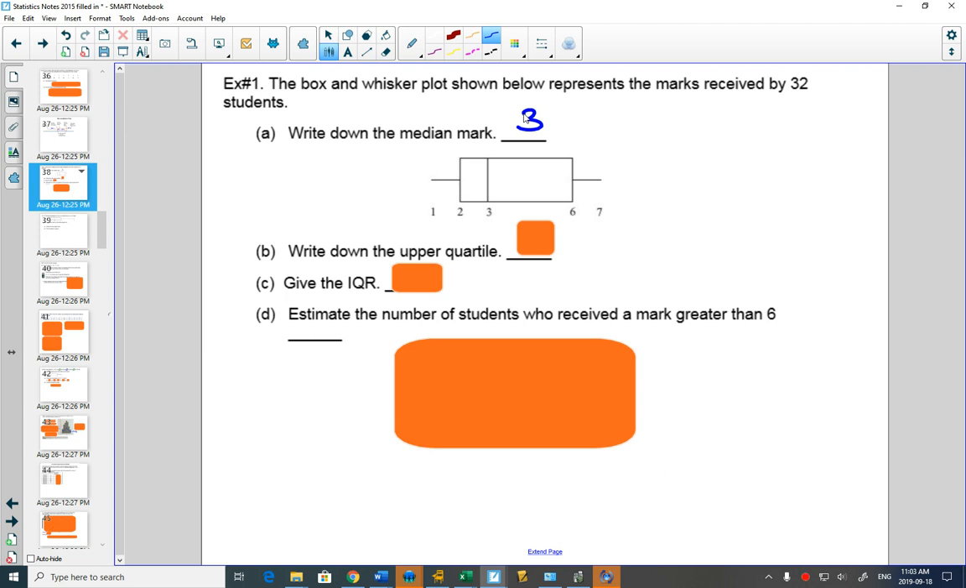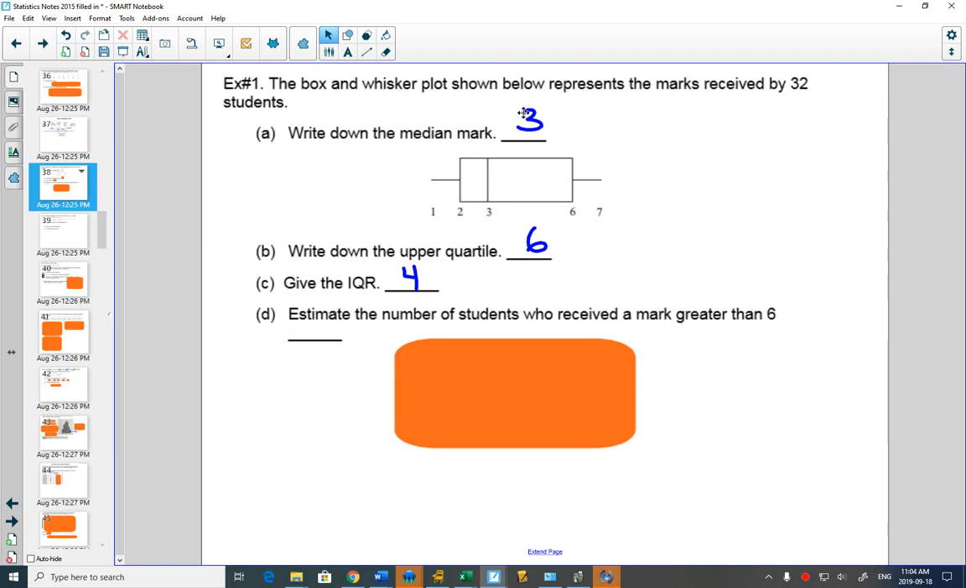What's our upper quartile? That value is 6. Interquartile range. This is a number that goes from quartile 1 to quartile 3. Quartile 1 is at a 2, quartile 3 is at a 6. Our interquartile range is 4 because we go from 2 to 6.